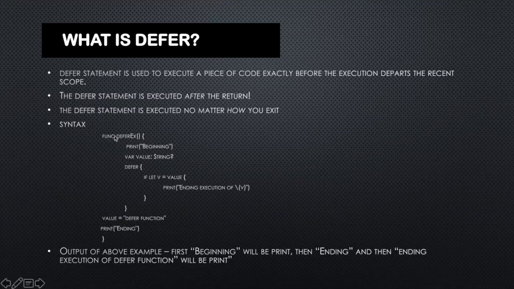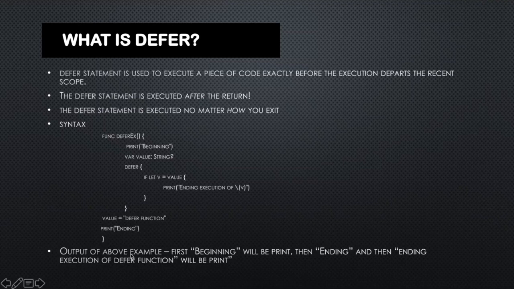Syntax of defer, let's say a defer example. I've written the first statement: print beginning, some var value string, and then defer, a block of code. So you just say defer and curly braces. It will be all small cases, not capitals. Defer curly braces, if let value, end execution of value, and then we assign value to the defer function and print ending.